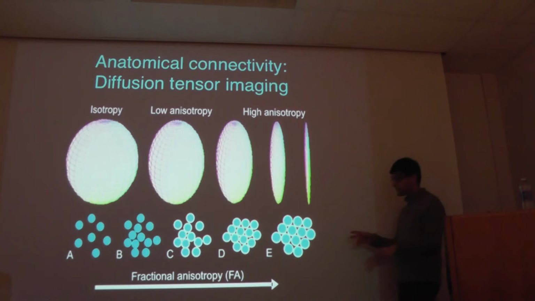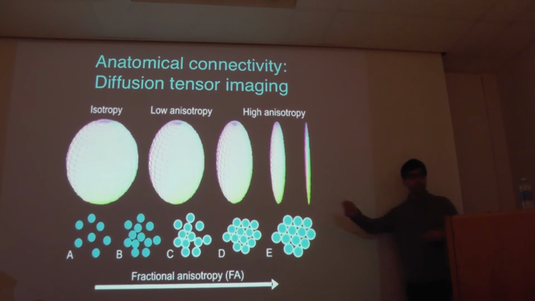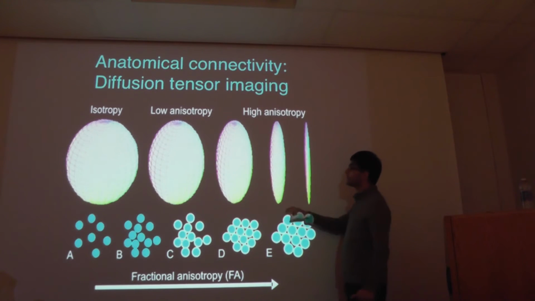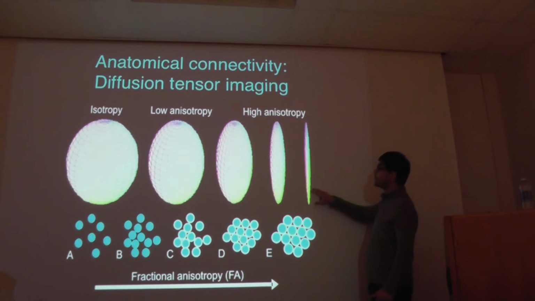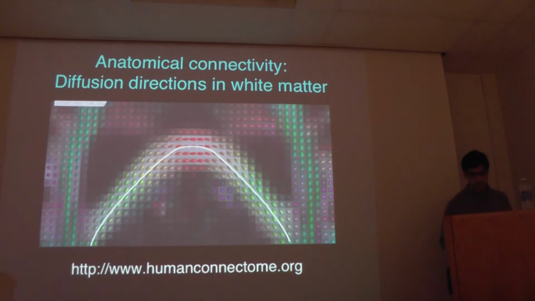Okay, so for any given direction, you put the gradient in different directions, and you can say, well, how much is the water diffusing in this direction? How much is it diffusing in that direction? How much in that direction? If you do that for enough directions, pretty soon you've got a measure of how much it's diffusing altogether. And then you end up with a picture that's sort of like this.